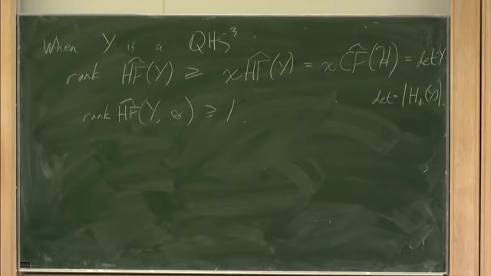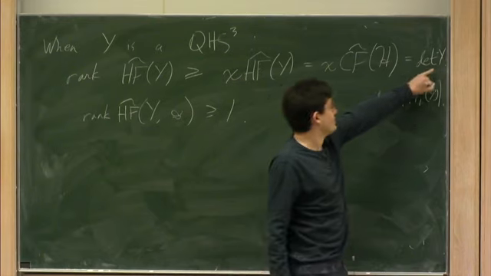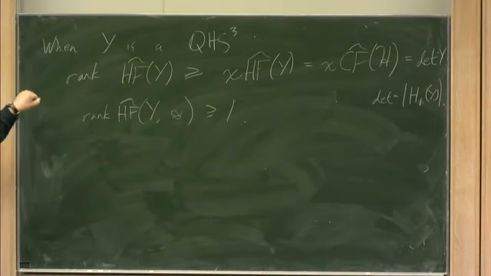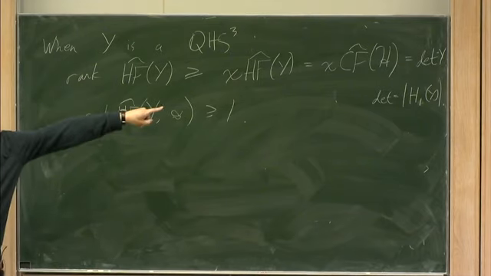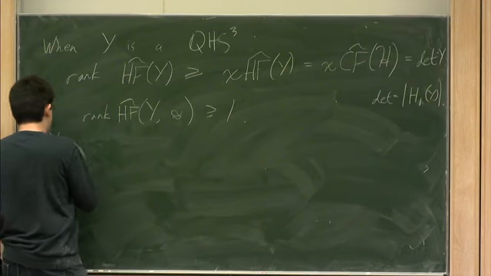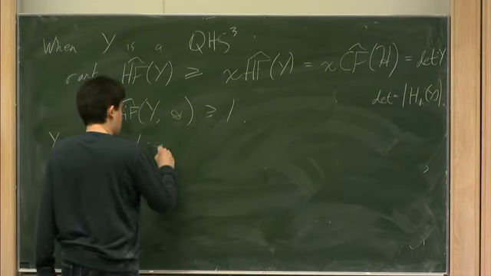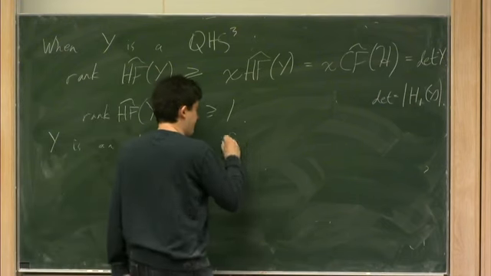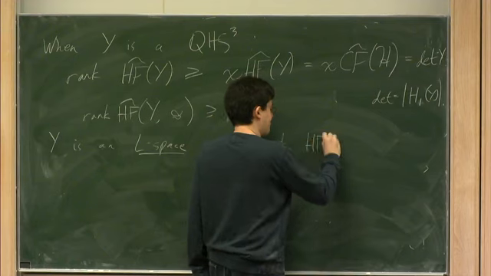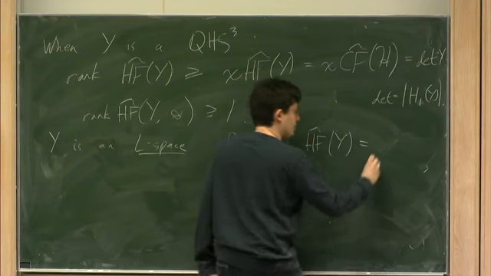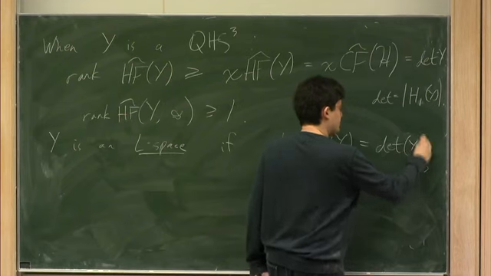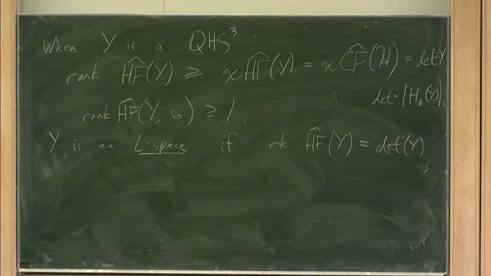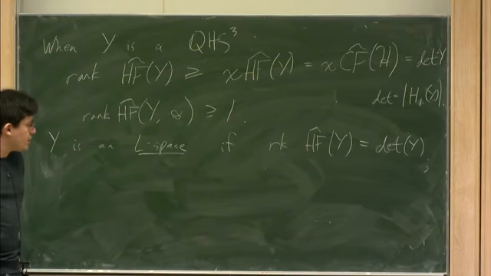Okay. Now we said that Y was an L space if we had equalities here. Okay, so lens spaces are going to be an example. So Y is an L space if the rank of HF hat of Y is equal to the determinant of Y. Okay, now examples being lens spaces. We'll try to come up with some more by the end of this lecture. What are some ways?